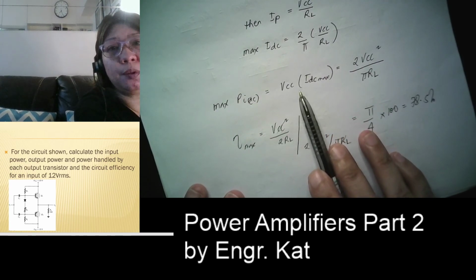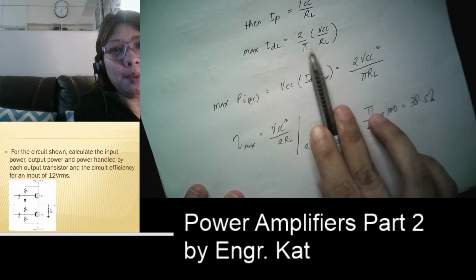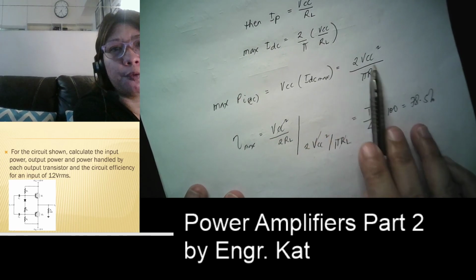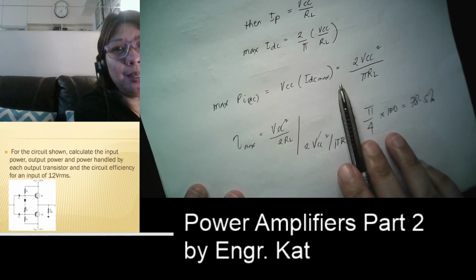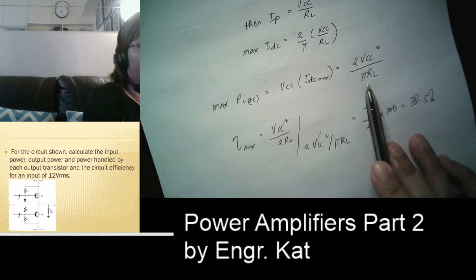Maximum IDC is VCC multiplied by ID max. But what is ID max? ID max is 2 pi VCC all over RL. So multiplying this by 2 will give you 2 VCC squared all over pi RL.